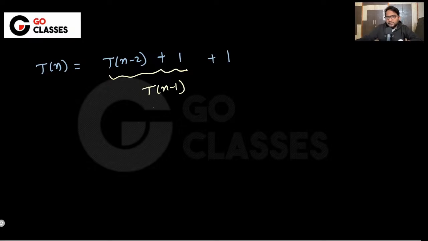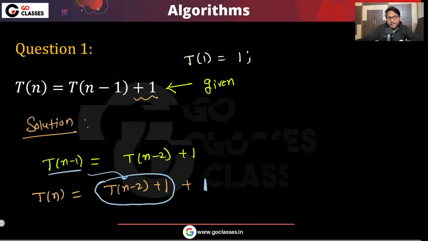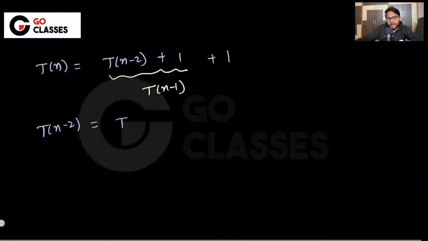Now let's unroll this Tn minus 2 one more time. Can you tell me what will be Tn minus 2? See, Tn minus 2 will be just 1 lesser than this, then plus 1, isn't it? So which means Tn minus 3 plus 1. So you just put this Tn minus 2 here.